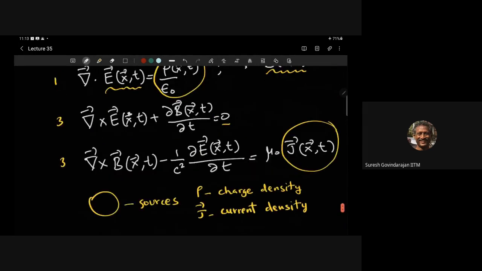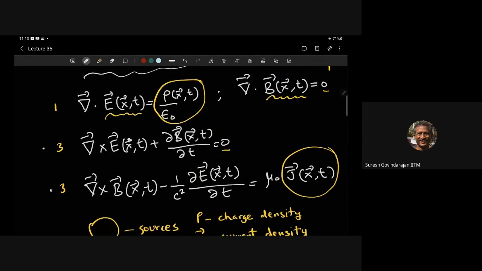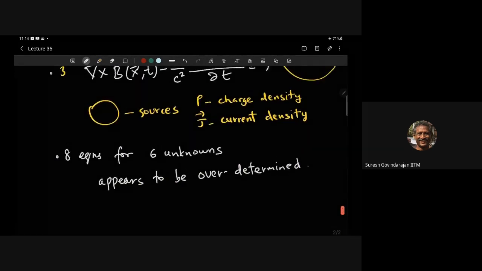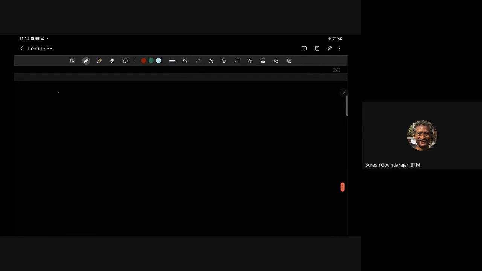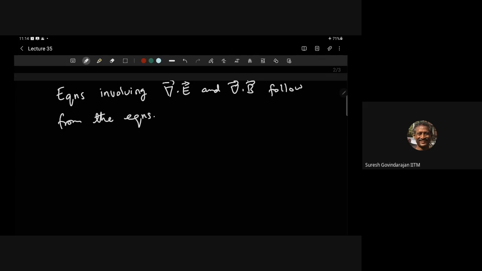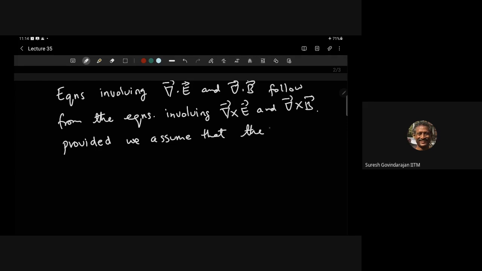Okay, so actually what you can show is that these two equations, 3 plus 3, 6, in some sense determine the first two equations, del dot E and del dot B. So the equations involving del dot E and del dot B follow from the equations involving del cross E and del cross B, provided we assume that the sources satisfy a consistency condition.